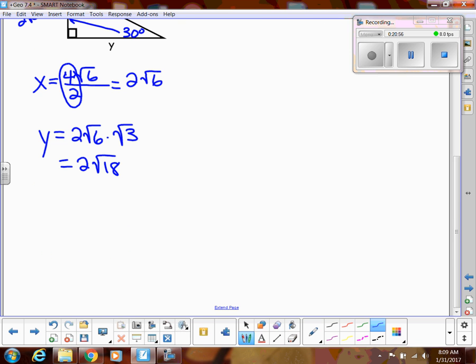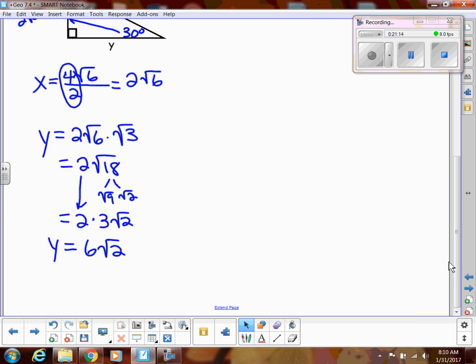And remember, 18 can be simplified. So that'll be 2, still have 2, and I have 3 root 2. So that'll be 6 root 2 for our long leg.